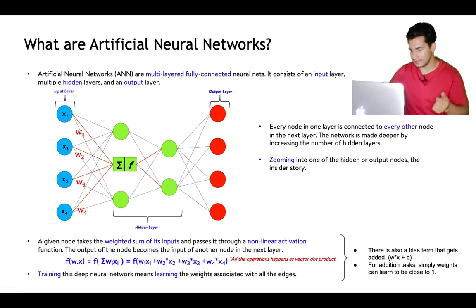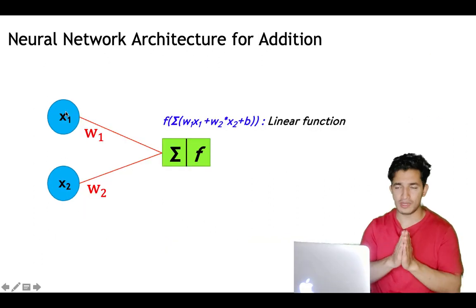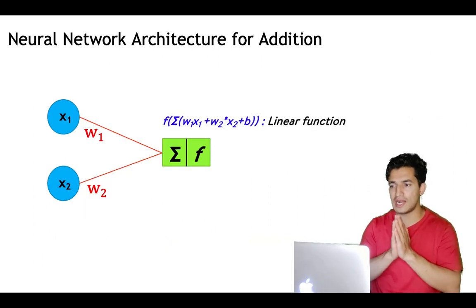When training happens, the weights are learned. And also, there is a bias term: w1x1 + w2x2, plus there is also a bias term, which is missing in this formula, but it is there. What it does is help in shifting the output. So let's start with the neural network architecture for addition.